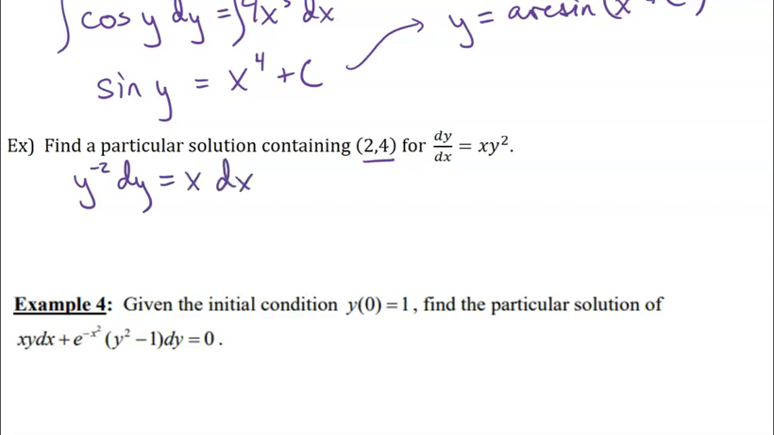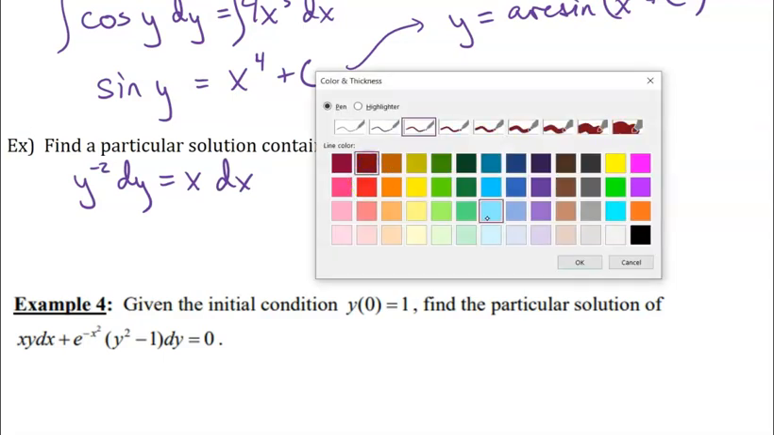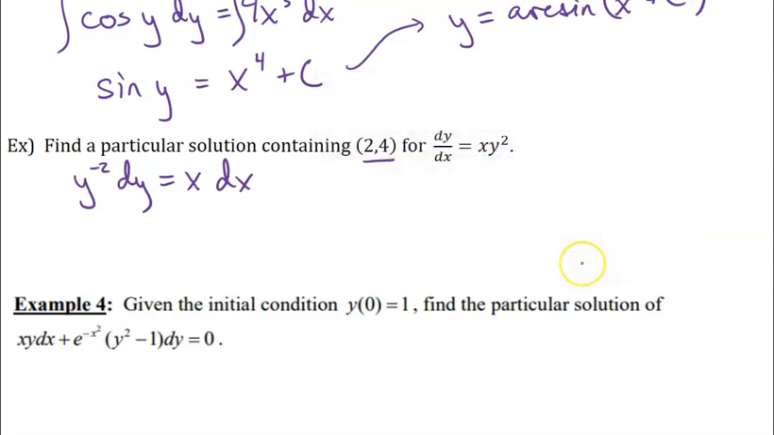Okay, and then I'm going to take the antiderivative of both sides. Antiderivative of y to the negative second would be negative y to the negative first. Antiderivative of x would be 1/2 x squared plus c.